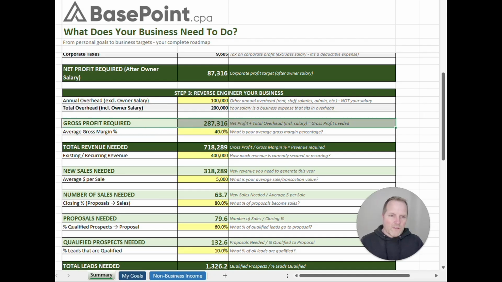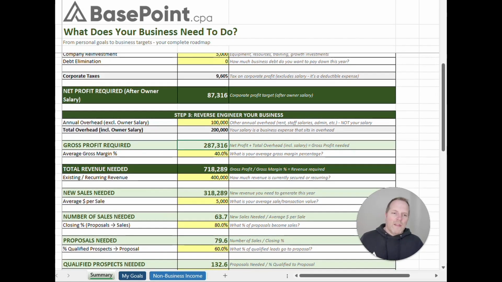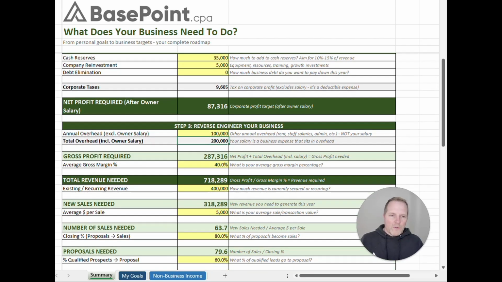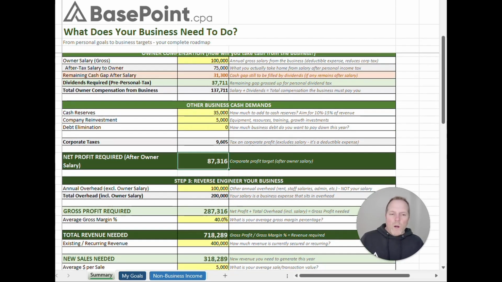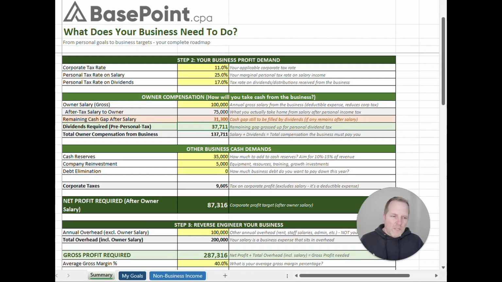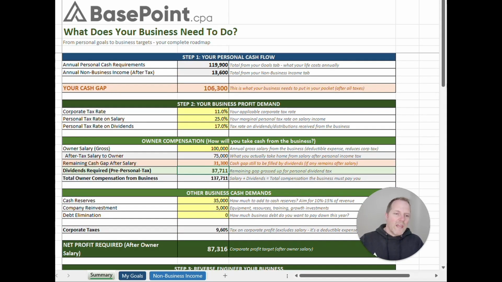So this is the revenue that we need to generate at a 40% gross margin to get gross profit of $287,316. Okay, then that covers our overhead, our salary, and then the net profit required to cover our company reinvestment, cash reserves, and the dividends that we need to take in order to pay taxes and have cash in hand at the end of the day to fund the $106,300, okay?